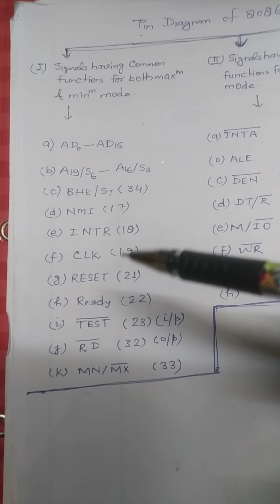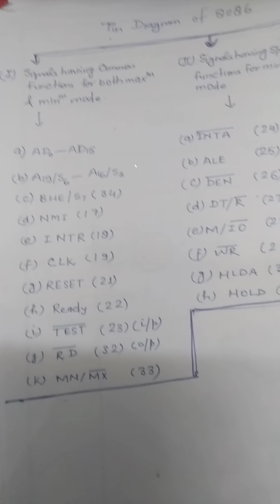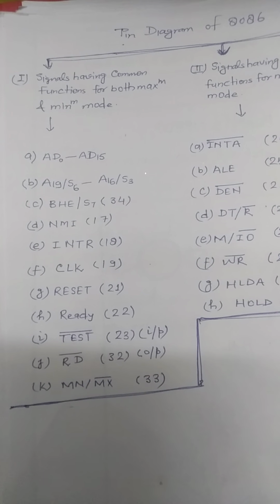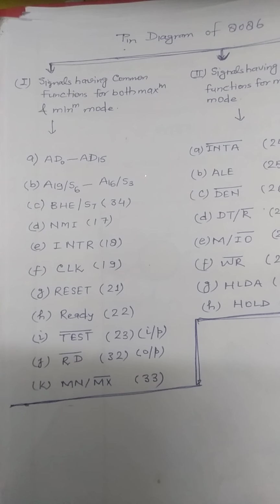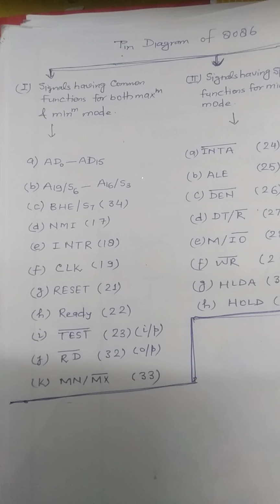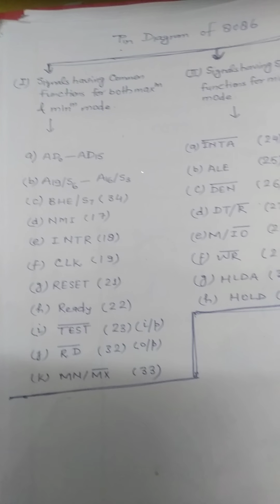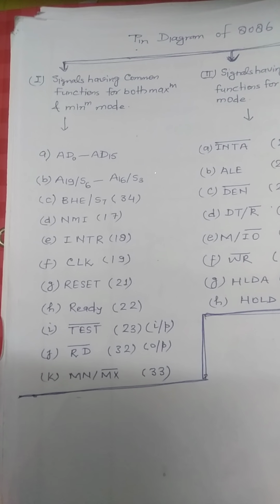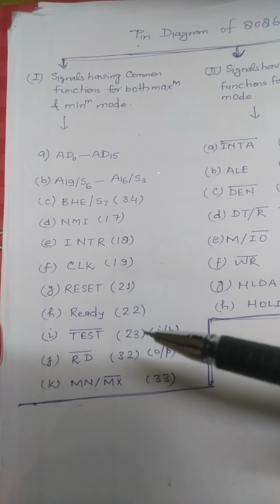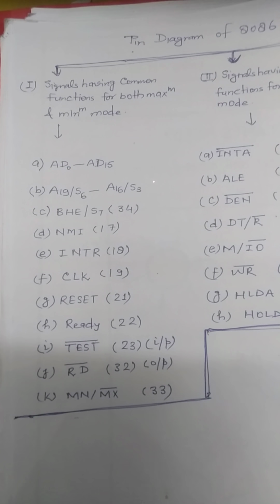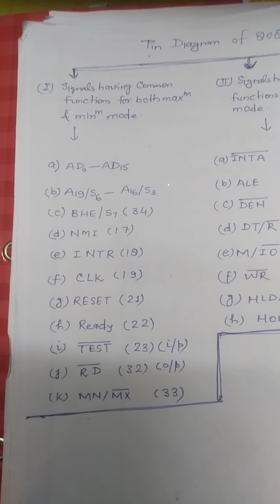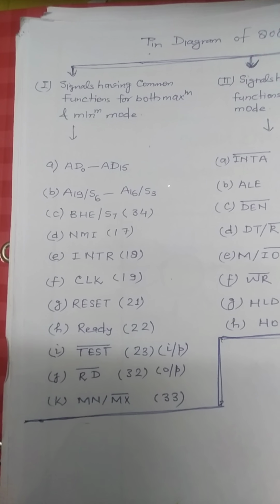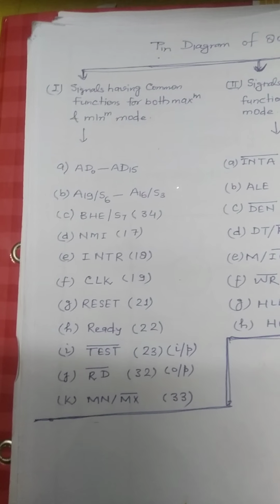Next pin is the clock pin, which is at pin number 19, and this is used to connect a clock signal to the microprocessor. We know that the 8086 microprocessor operates at three different frequencies, so this clock signal, that is a square wave, can be given through this pin. Next is the reset pin at pin number 21, and it can be used to reset different registers like the program status word, segment registers, and instruction queue of 8086.